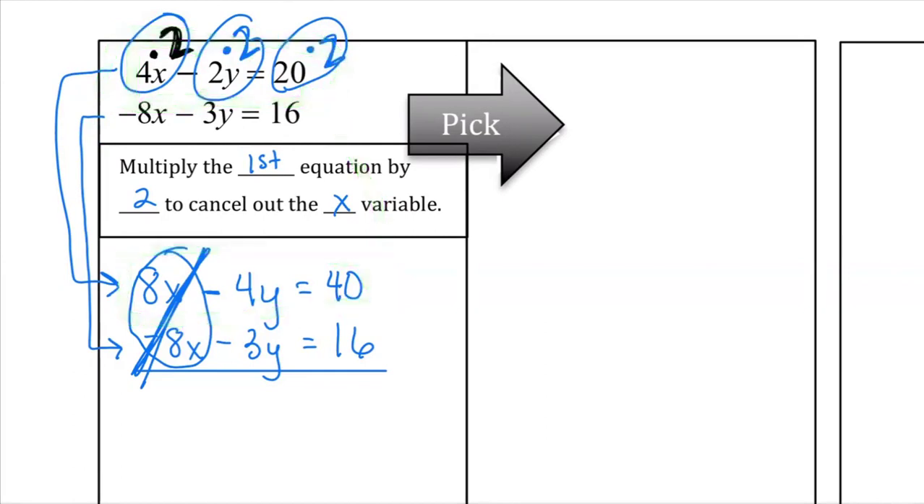Now this is just like part 1. Everything cancels out, so I'm going to add straight down. Negative 4y minus 3y, that's a negative 7y. Add straight down here, 40 plus 16, that's a 56.